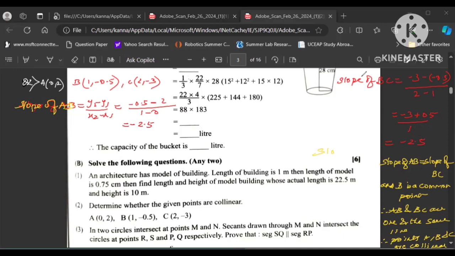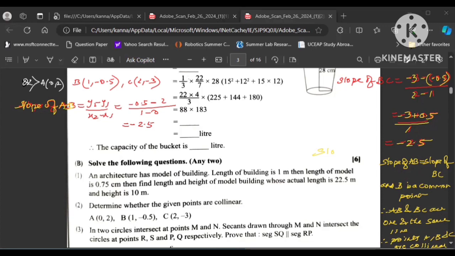Slope of BC will be, you can see here, children, minus 3 minus minus 0.5, upon 2 minus 1. So when you try to solve it, minus 3 plus 0.5, the whole thing upon 1, that is nothing but minus 2.5. So the slope of AB equals the slope of BC, and point B is a common point. Therefore, AB and BC are one and the same line. Therefore, points A, B, and C are collinear.